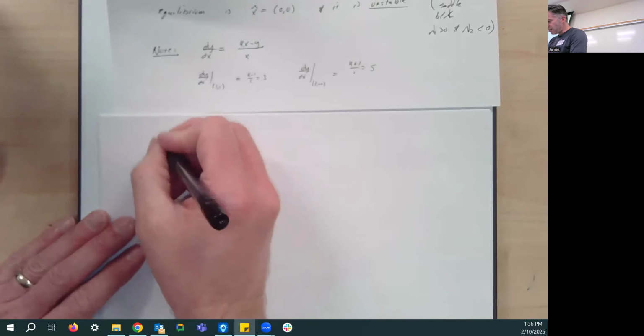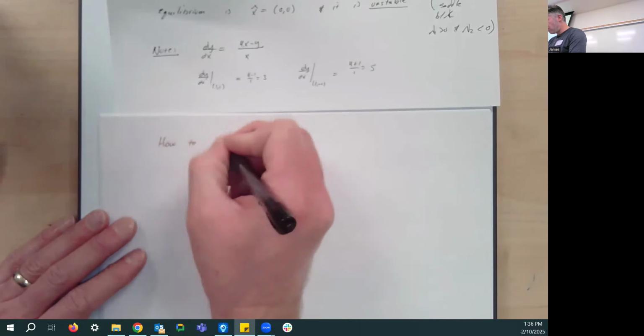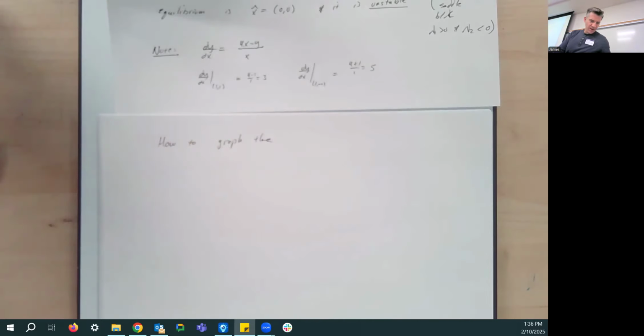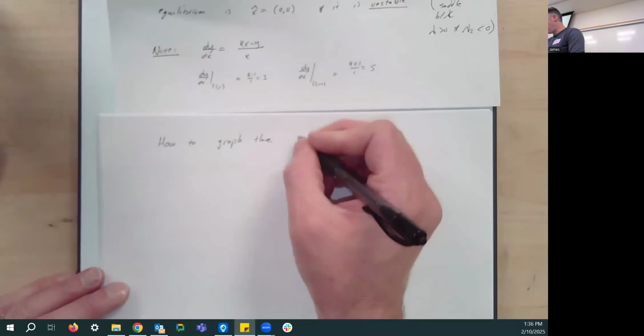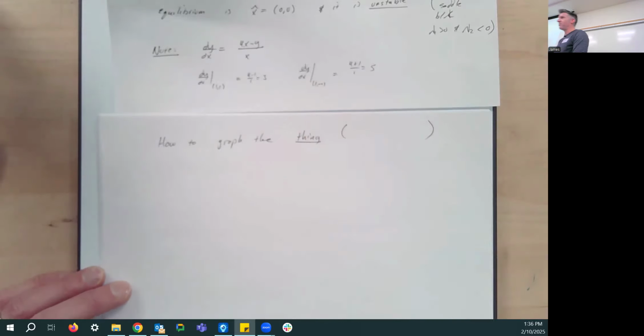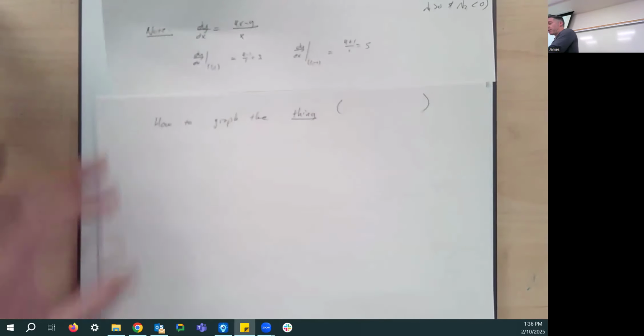How to graph the, what do we do? I always forget whether it's the direction field or the phase plane. I never know the right words for this thing. I think it's the phase plane. How to graph the thing. We'll fill that in, whatever it's called. We'll leave ourselves space there.